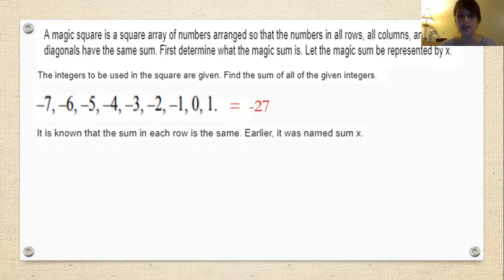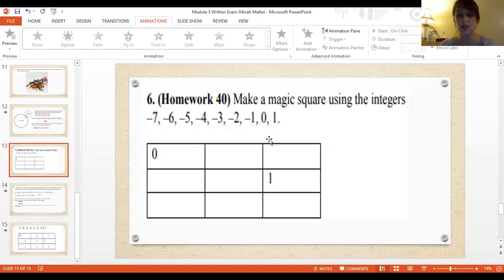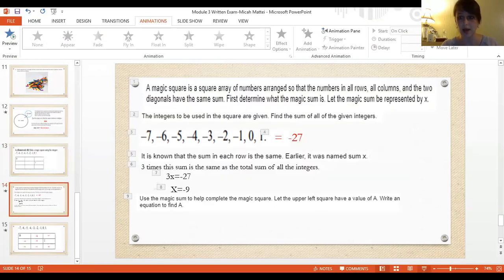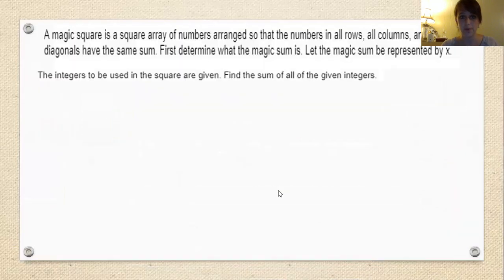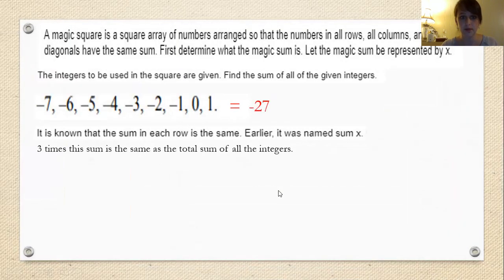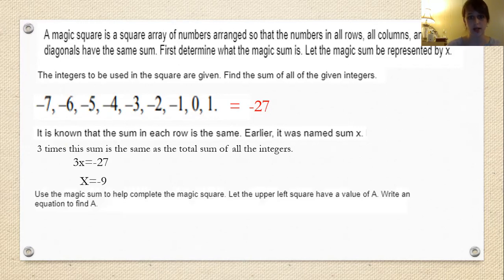But then, now that you know that sum, you have to find that it's 3 times the sum, because if you remember, let me go back and show. This, it's 3 times 3. There's 3 columns and 3 rows. So you have to divide that -27 by 3. So let me get back to where we were. So it would be 3x equals -27, which divides both by 3 equals -9. So each row is going to equal -9, and each column is going to equal -9, which is our magic sum.